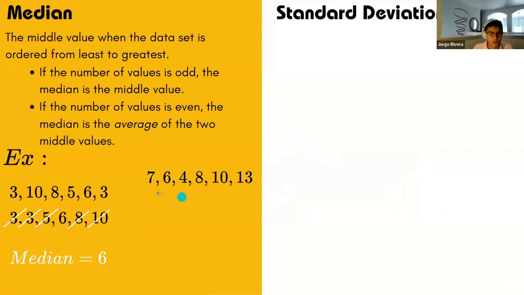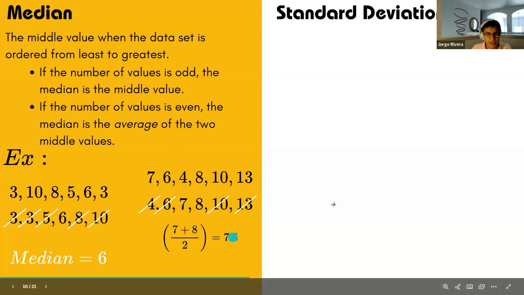All right. So here we have another data set. We have 7, 6, 4, 8, 10, and 13. We're just going to order them, and then knock off one from each side. Now here we have to average out these two. So we're going to add 7 plus 8 over 2, and it's going to give us 7.5.